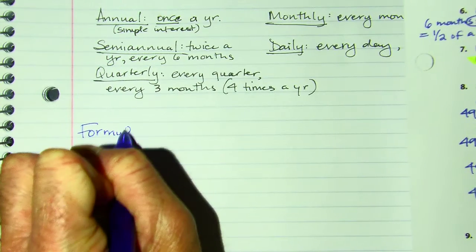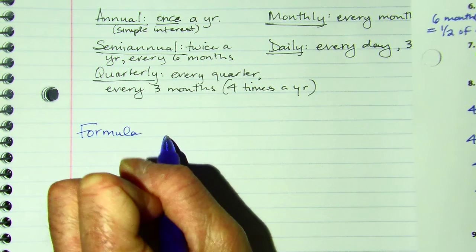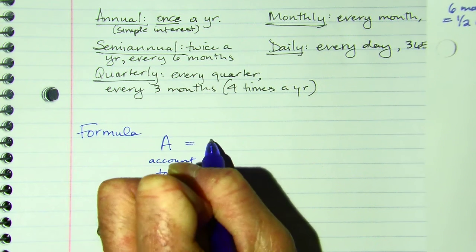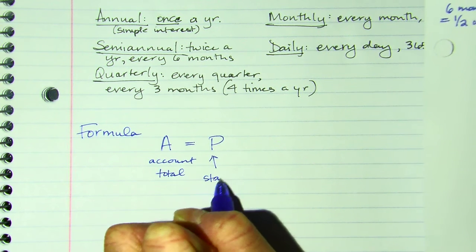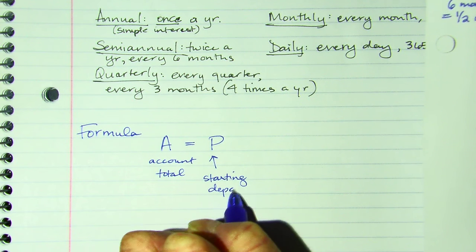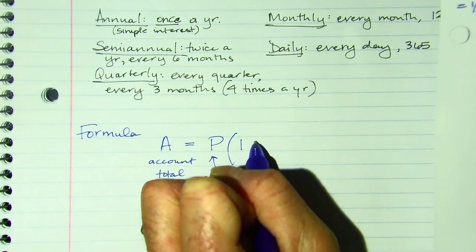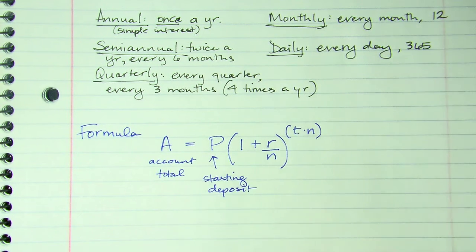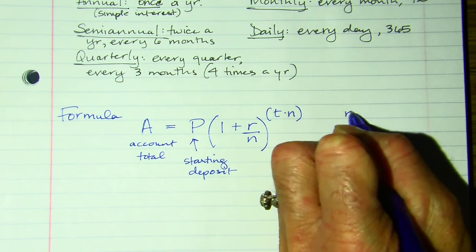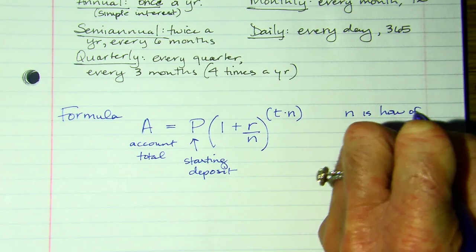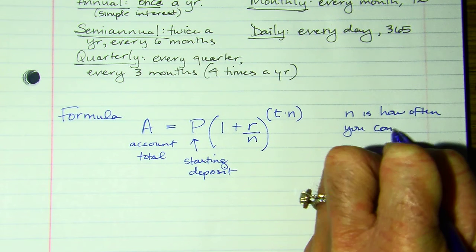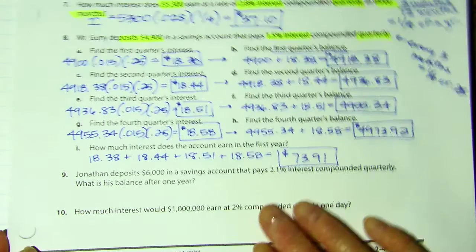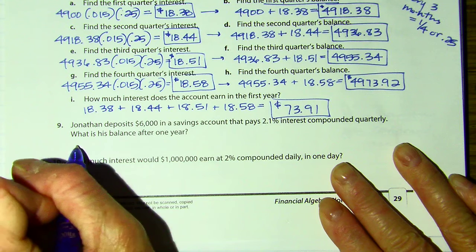But the formula, if we're not doing it by hand, is our account total will equal P, which is your starting deposit, times 1 plus the rate divided by n, to the t times n. And you're probably wondering what n is. n is how often you compound your account. So I don't want to do number 9 by hand, so I'm going to use my formula.